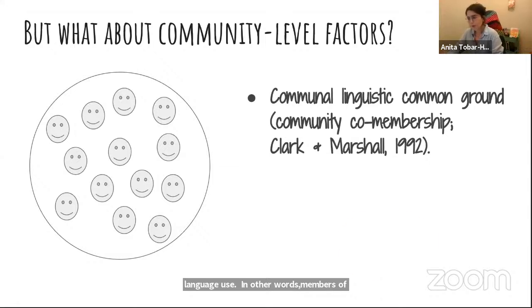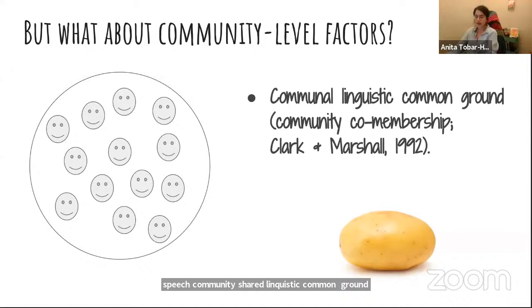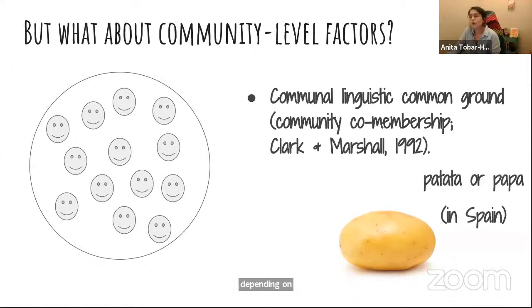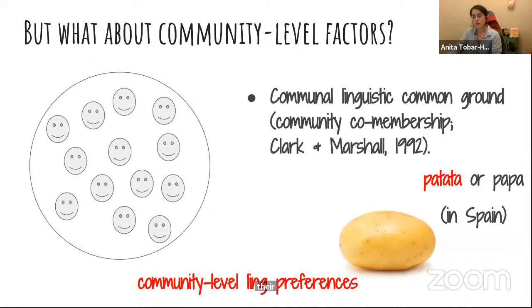So for example, native speakers of Spanish from Spain know that it could be called patata or papa, but they're also aware that patata is a preferred term in Spain, right? So they are aware of the community level linguistic preferences, right? So the linguistic preferences of their community.